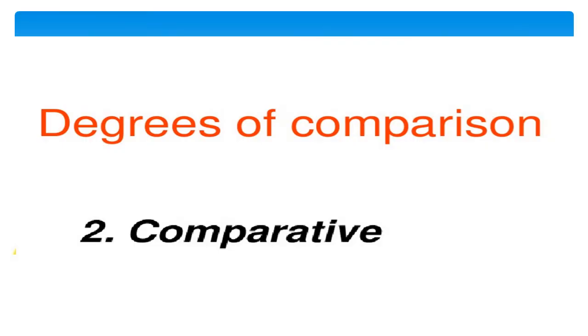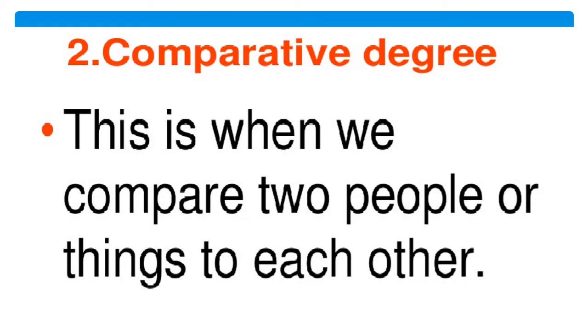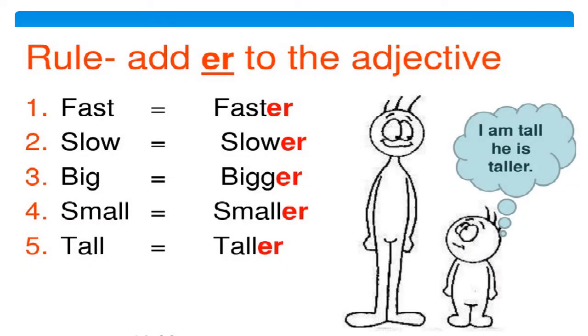The second part of degrees of comparison is comparative degree. Comparative degree is when we compare two people or things to each other. The rule for comparative degree is to add er to the adjective. Like the adjective fast, you add an er, it becomes faster. Slow, slower. Big, bigger. Small, smaller. Tall, taller. I am tall, he is taller is like a sentence.